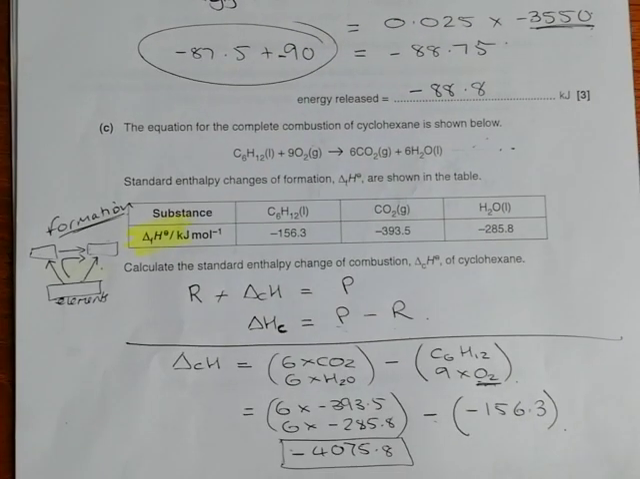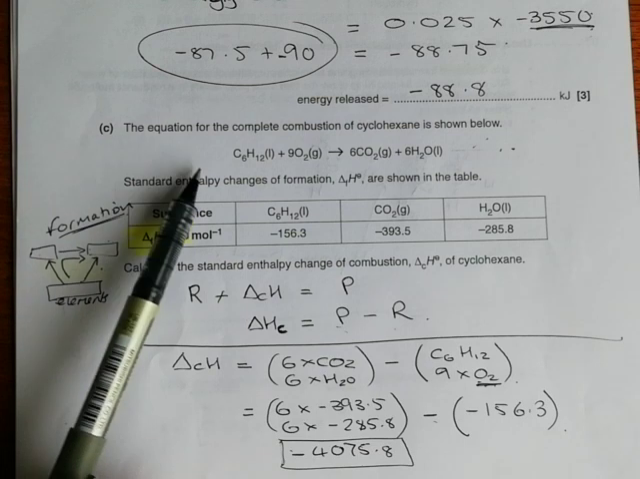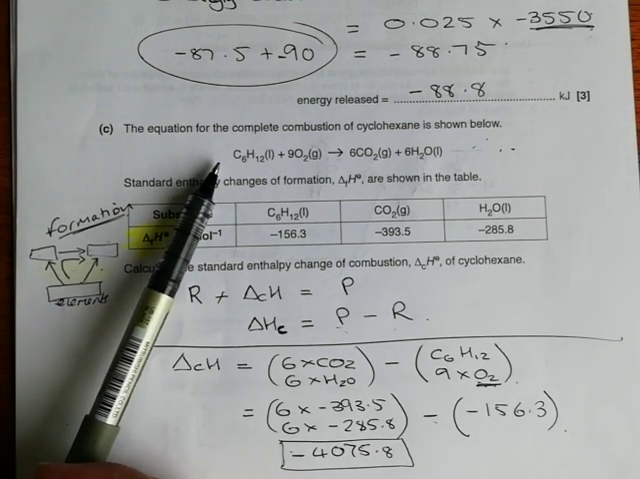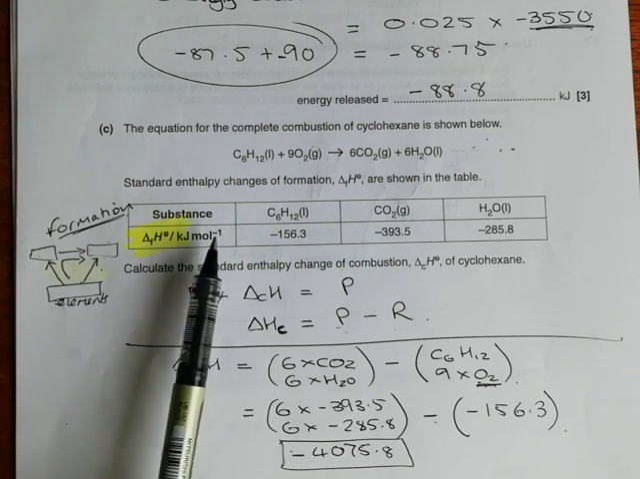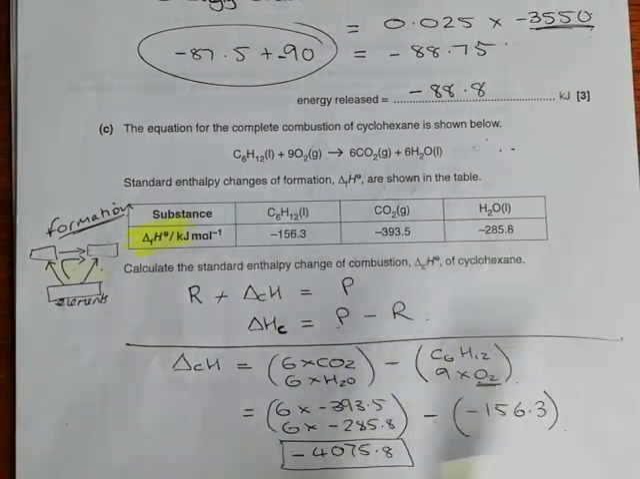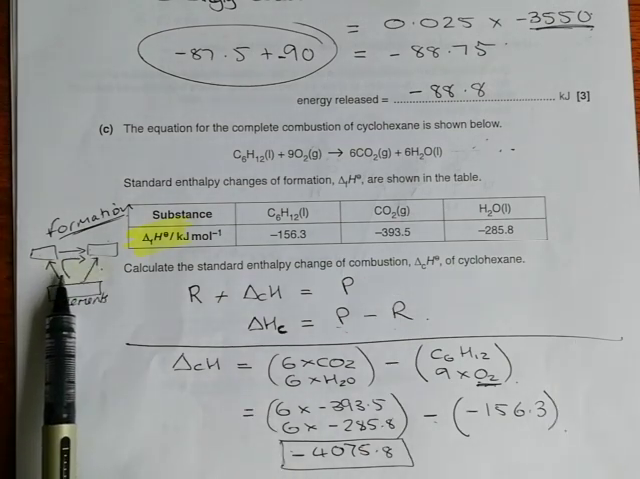Part C. We need to double check this one. We can see straight away that we've been given an equation. Yeah, this is the equation of combustion for cyclohexane. We've been given some enthalpy changes of formation. So we know we're going to have to do one of these energy cycle type things.